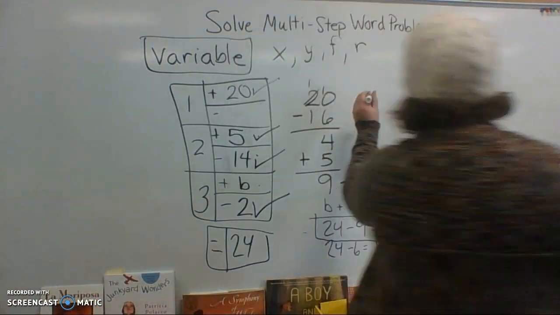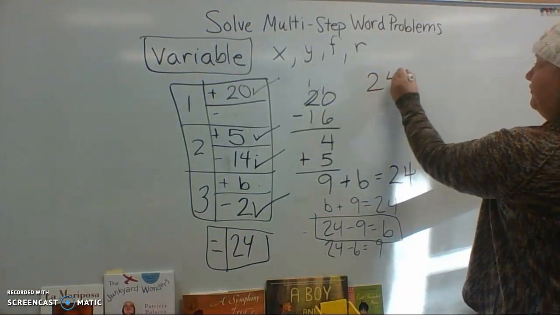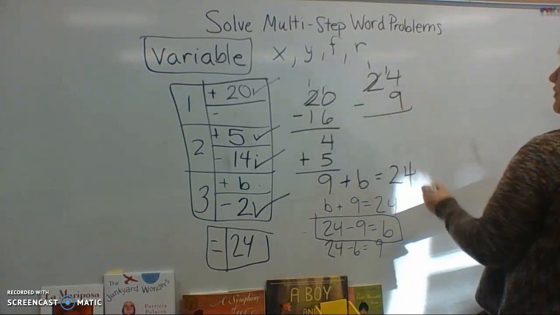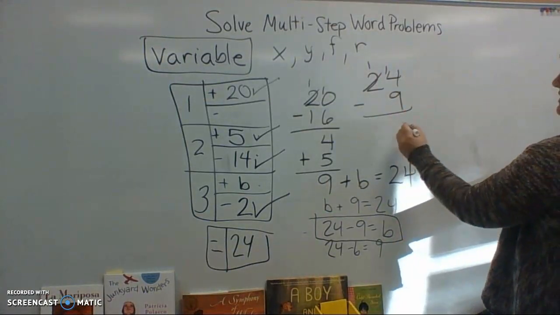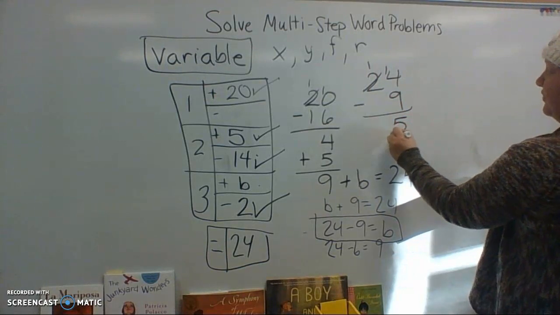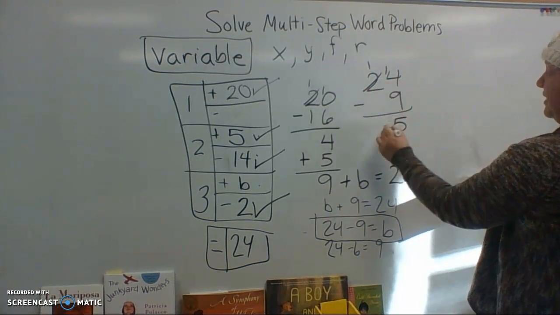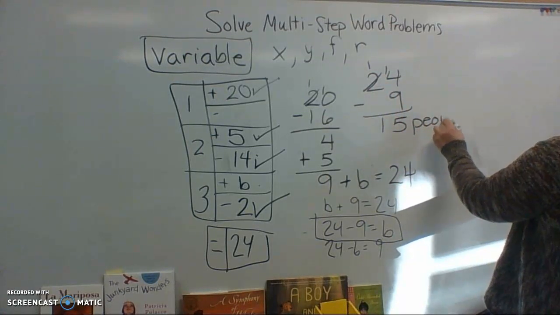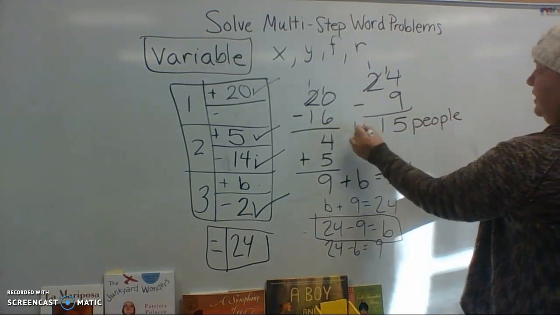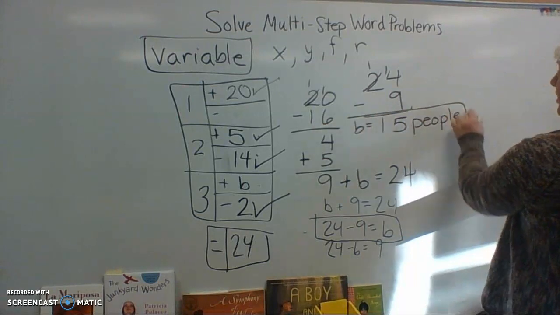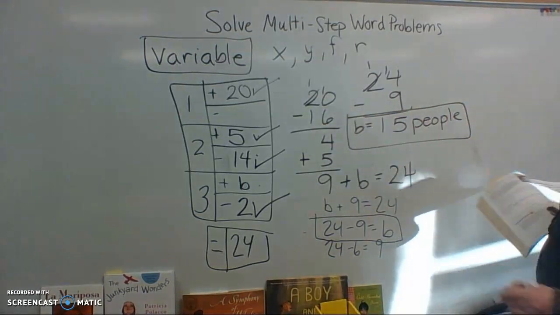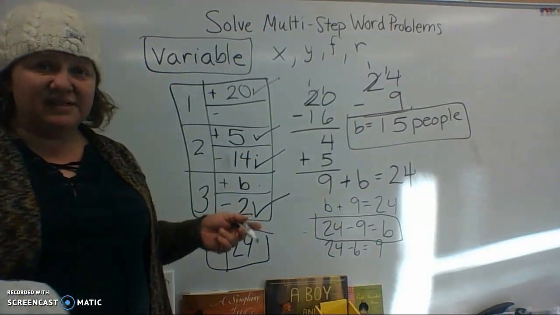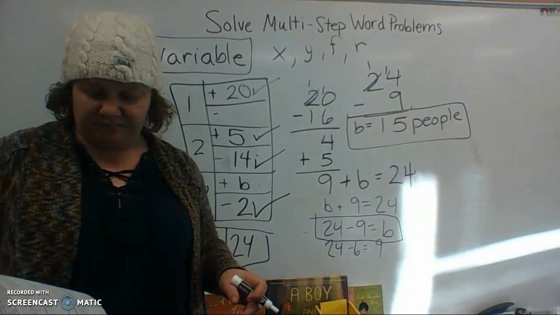So I'll come up here, write 24 minus 9, and we're going to borrow from that place value. And we have 14 minus 9 is 5. And 1 minus 0 is 1. And we have 15 people. Okay, B equals 15 people. And that's my answer. All right, and that is how we solve this multi-step problem.